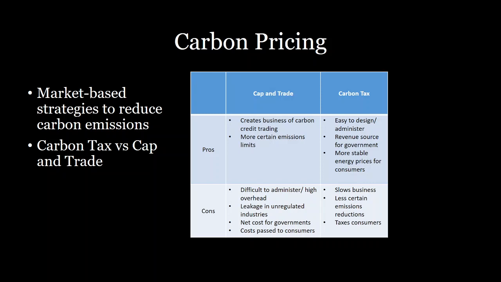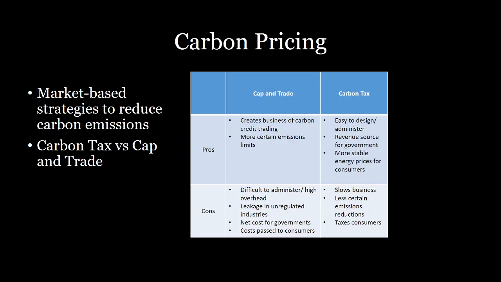And there are more stable energy prices for the consumer because the industry knows exactly how much those carbon taxes are going to be. The downside being that it can slow business if you're implementing a tax. You have less certain emission reductions because you don't know how much the market is going to respond to this, and it taxes consumers. Again, you have more cost to the consumer.